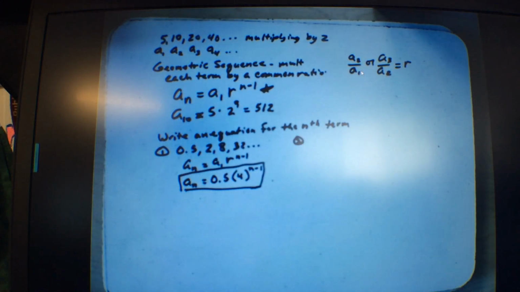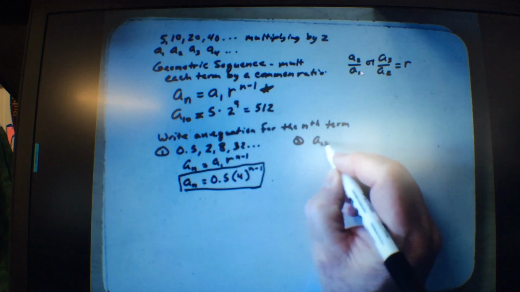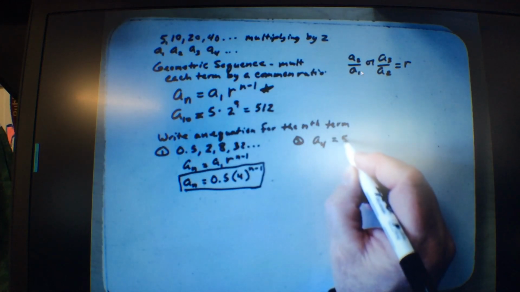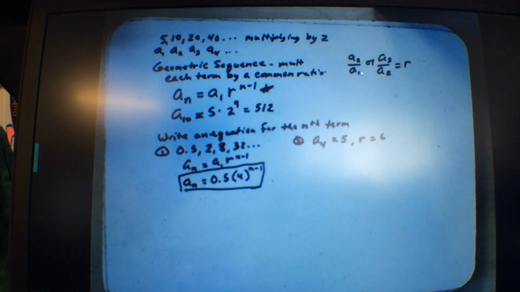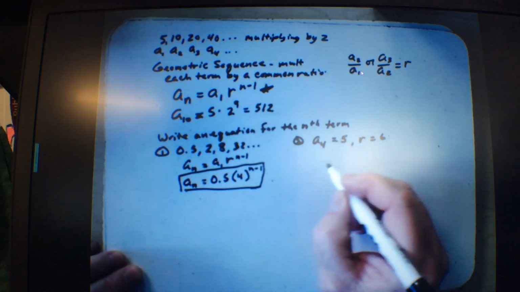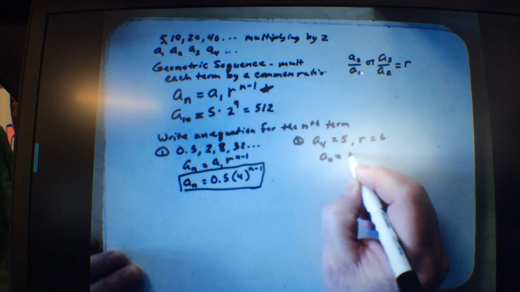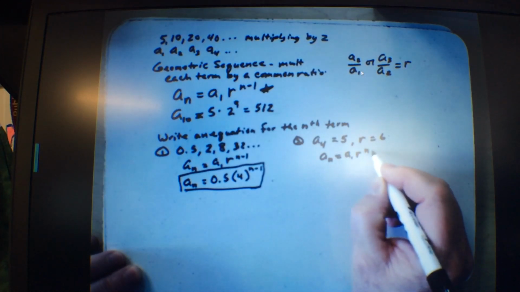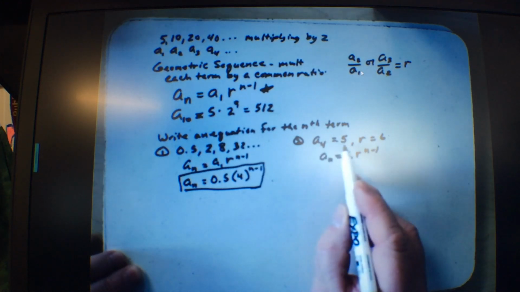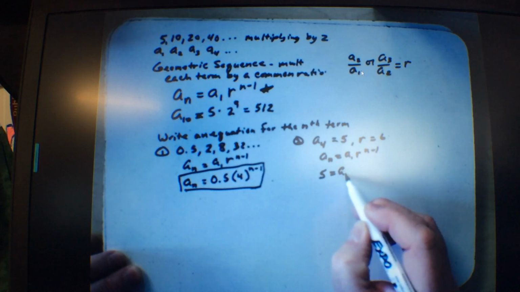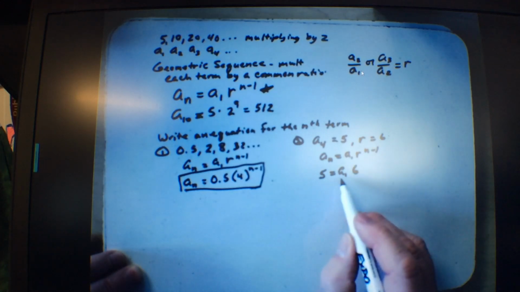Now I can change things around. I don't have to give you the first term. For example, I can say I want you to do the same thing, but I'm going to tell you that a sub 4 is 5 and r is 6. Okay, so we still want to use this formula, don't we? But guess what? I don't have a sub 1 anymore, do I? I can figure it out because I know that a sub 4 is 5 and r is 6. So a sub 1 I don't know.